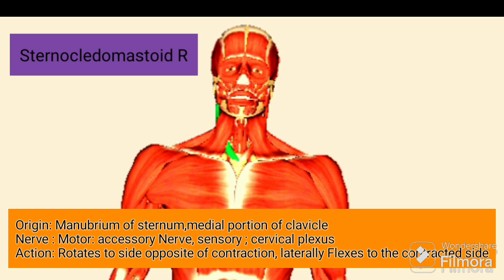Sternocleidomastoid. The muscle arises from the manubrium of the sternum and the clavicle, and extends upwards to the mastoid process of the temporal bone. It assists in turning the head from side to side. When the muscle on one side contracts, it draws the head towards the shoulder. When both contract at the same time, they flex the cervical vertebrae or draw the sternum and clavicle upwards.